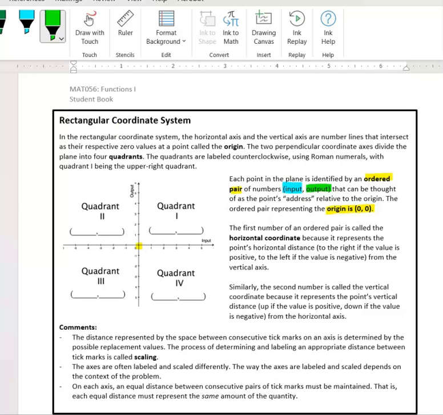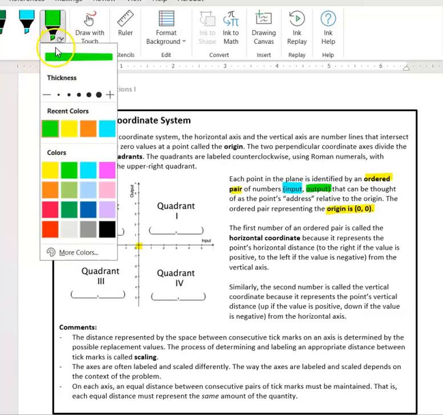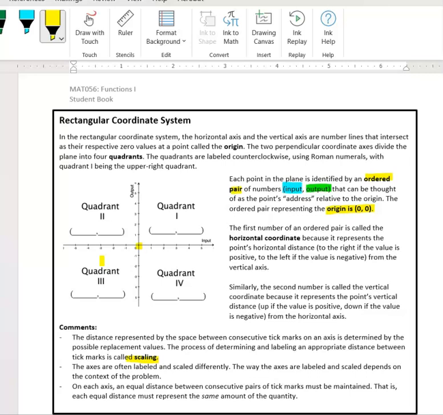The coordinate system is broken up into four pieces, which are called quadrants, and they go in counterclockwise order, starting with the upper right, and then quadrant 2, quadrant 3, and quadrant 4. In page one, we talked about how we figure out those tick marks, and that's how we scale the graph. We want to make sure there's equal distance between consecutive tick marks, no different than making a horizontal number line. That is called scaling.